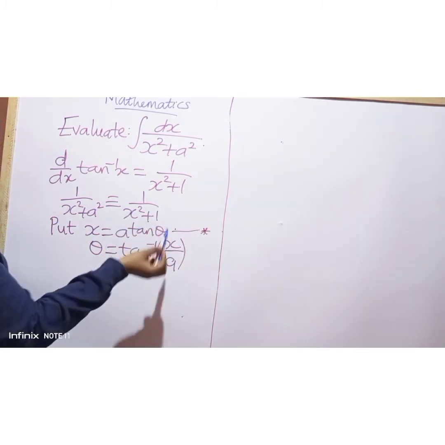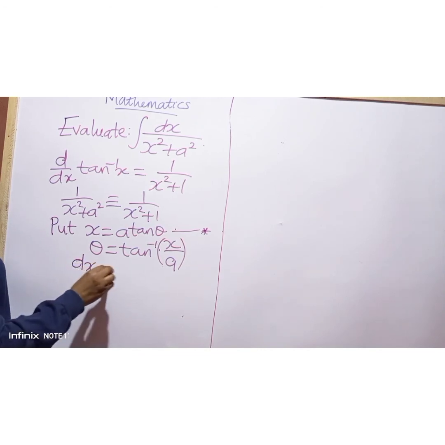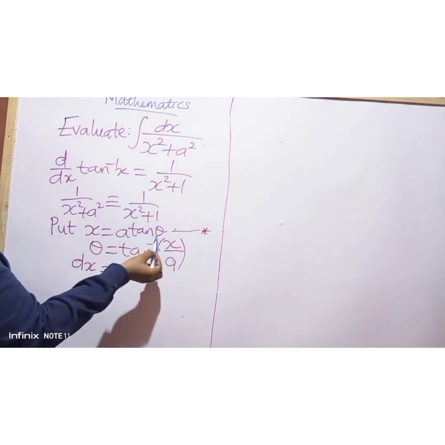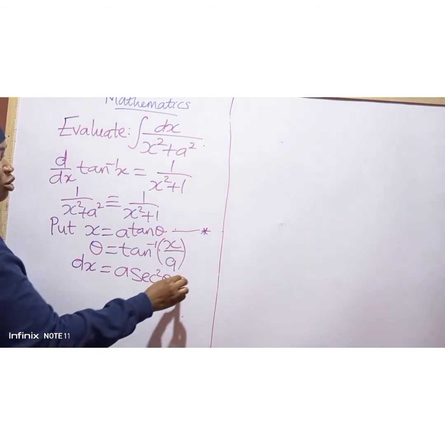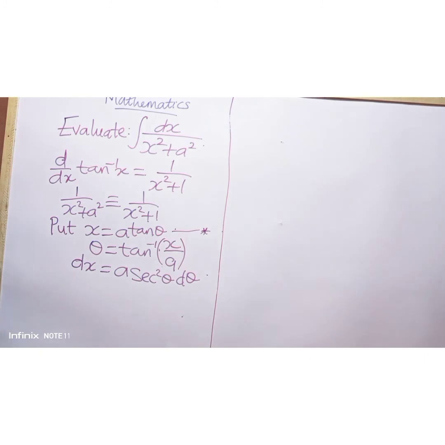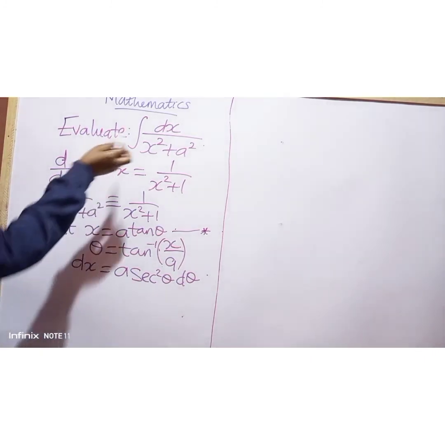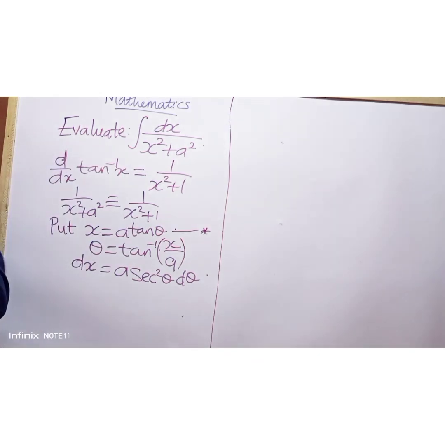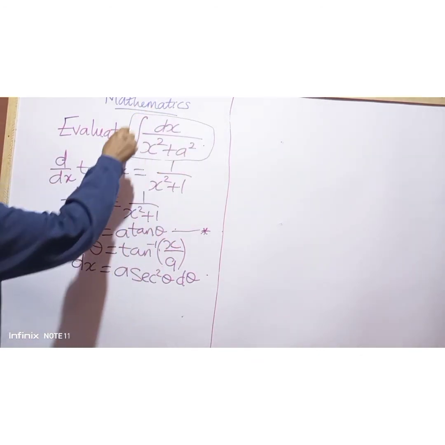So from equation asterisk, let's differentiate x. We have dx equal to a. You differentiate tan theta, you have sec squared theta, then you put the d theta beside it. Now we can go and substitute everything inside the initial integral, which is this one.